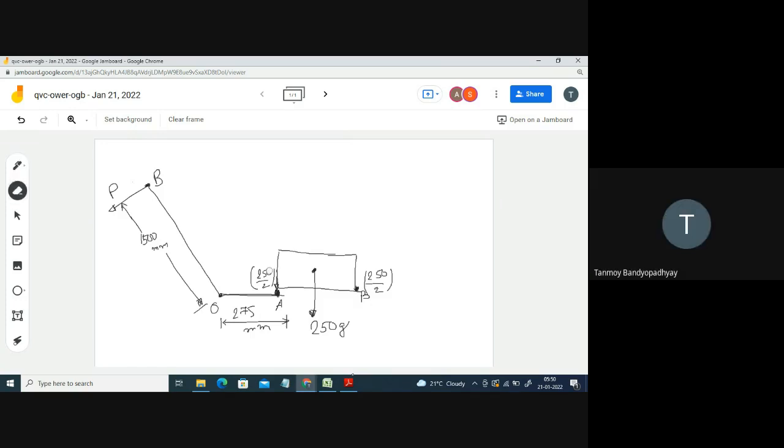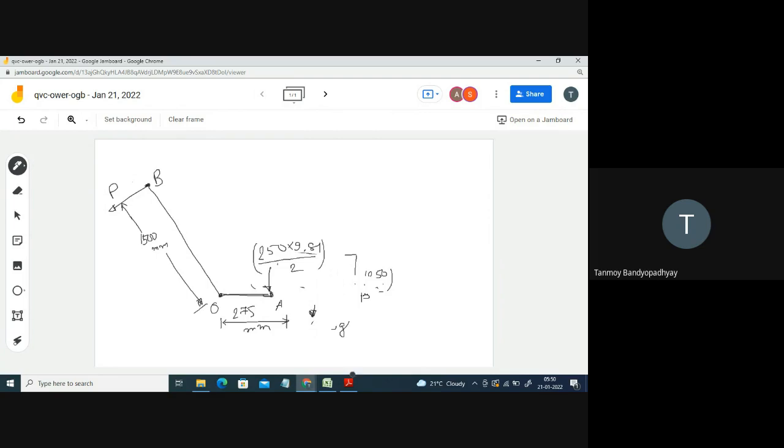So I am eliminating all these things, I don't need to draw all of them. Let me just simplify the thing. The part of the weight that is acting at this point is 250 into 9.81 divided by 2. So half of the total weight is acting at the point A.